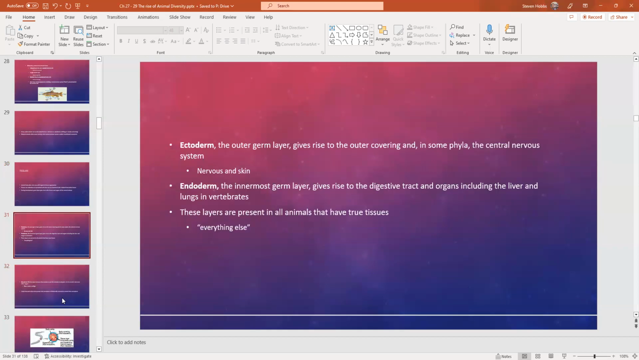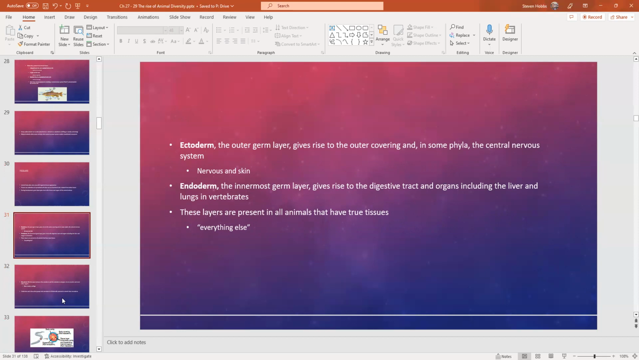Ectoderm, that's going to be the outer germ layer. It gives rise to the coverings like our skin, and it also gives rise to the central nervous system. So I've shortened it here to nervous system and skin, or integument. The endoderm is the innermost germ layer, and it's going to give rise to the digestive tract, the organs that are involved with that, such as the liver. It's also going to involve the lungs.